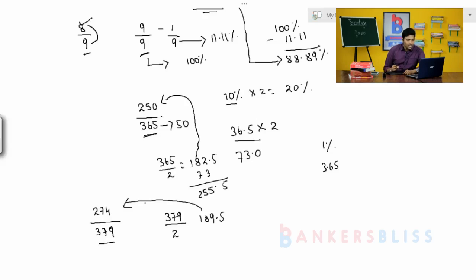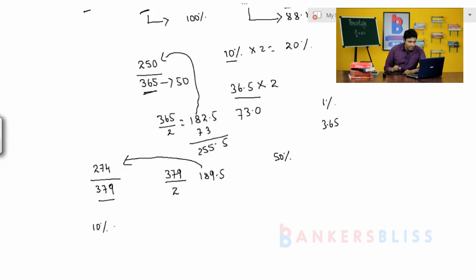But how much should you get? You should get 274. What is the difference? Almost 85 is the difference. Then 50% you calculated. Next, you take 10%. So 10% is 37.9. What is the difference between these two, 274 and 189.5? Almost 84 is the difference. It is not the exact difference, almost the difference.